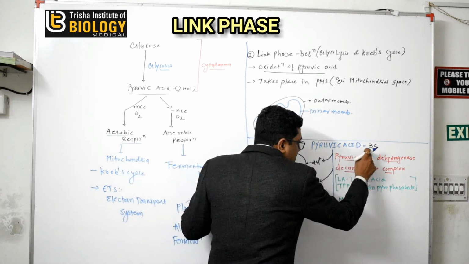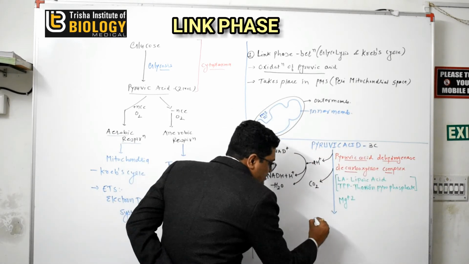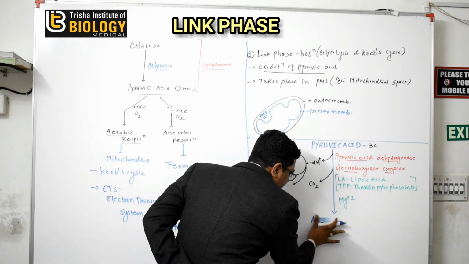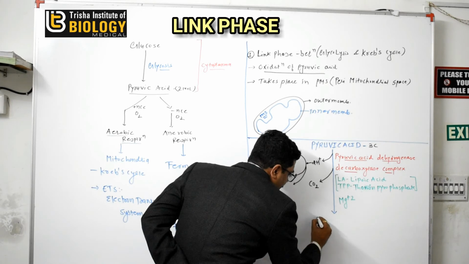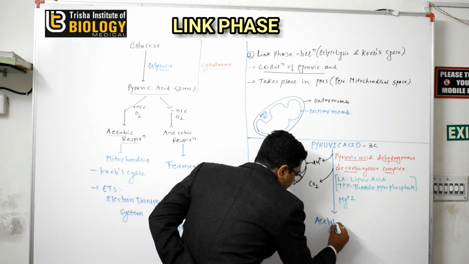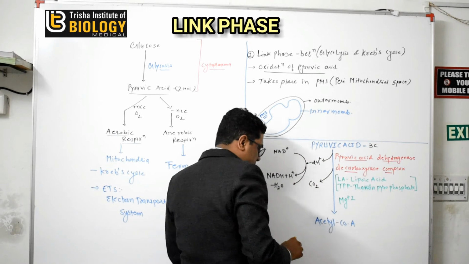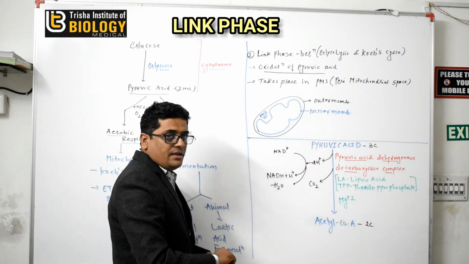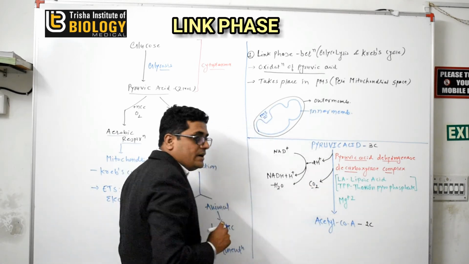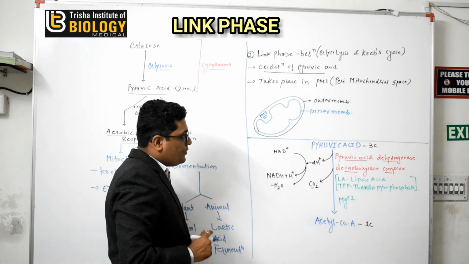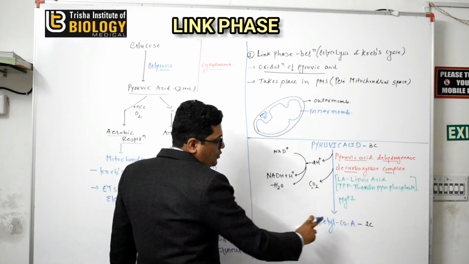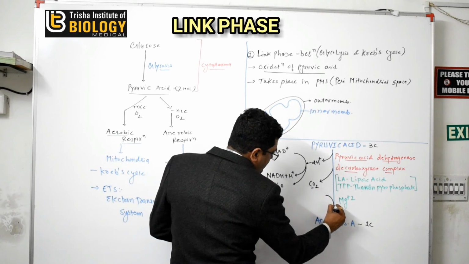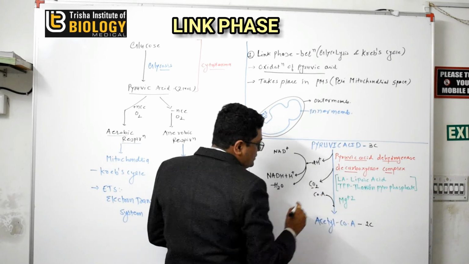One more thing, decarboxylase means during this reaction carbon dioxide is released. So pyruvic acid has 3 carbons, and this reaction forms acetyl coenzyme A, a 2 carbon containing compound, because 1 carbon dioxide is removed from the pyruvic acid. Now coenzyme A is added, so 1 molecule of coenzyme A is added in this reaction.